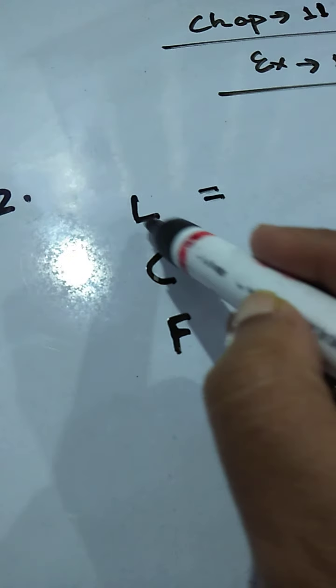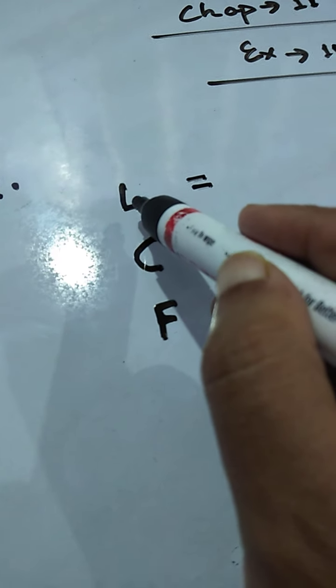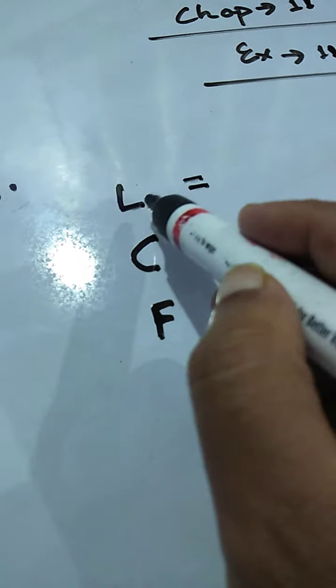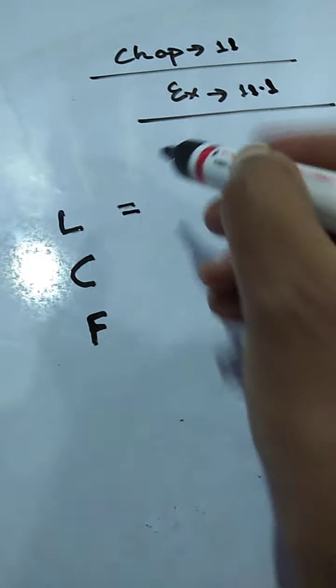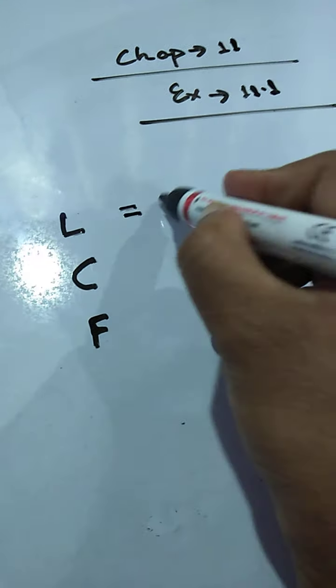L is having how many matchsticks? 2. And the number of figures, the number of letters, would be given by n. So this L will follow the rule 2n. C can be considered as two matchsticks, or you can generate 3 matchsticks also, like this: 1, 2, 3. In this way you can also write C. So if C represents 3 matchsticks, the rule will be 3n.